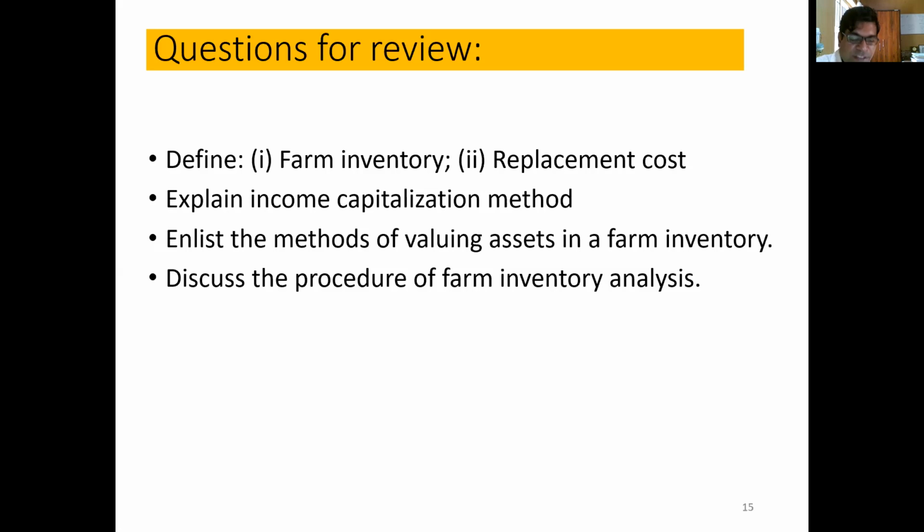Right. So with this, we'll end this chapter. Hope you have understood what farm inventory is, and most importantly, you have understood the importance of valuation of a farm asset, right? You should also know what depreciable and non-depreciable assets are. And you should know some key concepts like what is replacement cost and what is income capitalization.